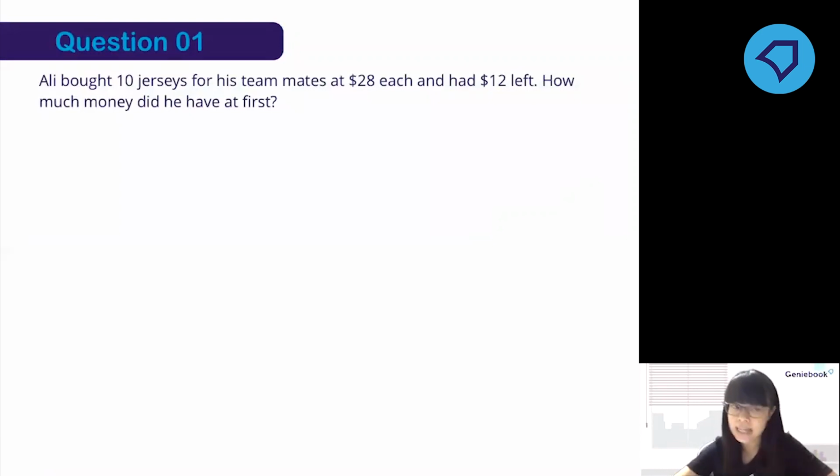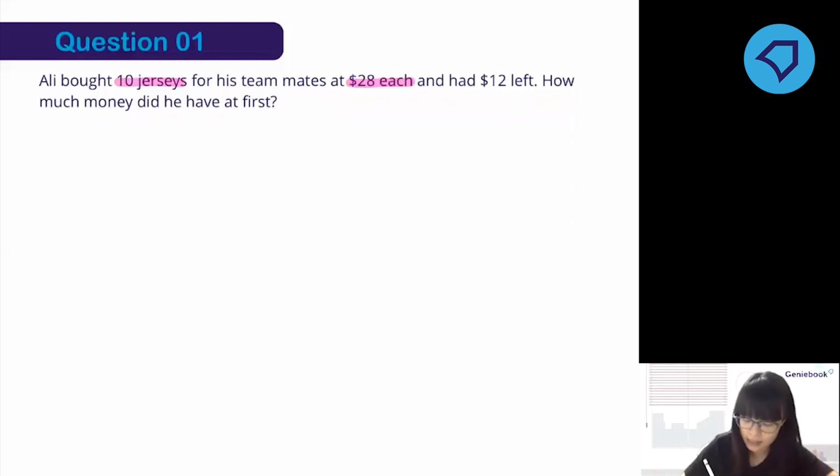We have Ali. Ali, he bought 10 jerseys for his teammates at $28 each and had $12 left. So how much money did he have at first? So what do you guys need to do? What's the first step? There's 2 steps, right? Multiply. Yes, we have to multiply. Some of you just add $20 and $12. That's not the correct answer, okay?